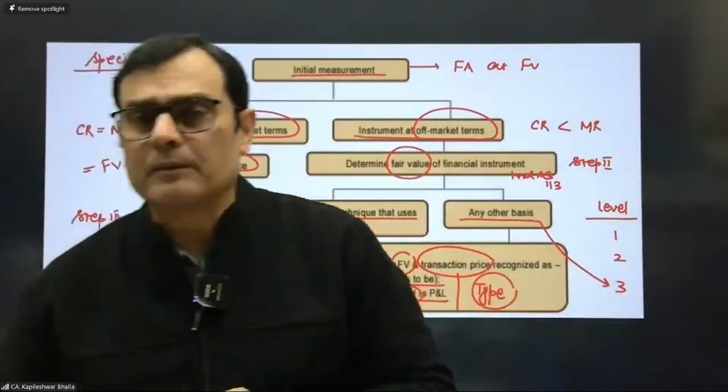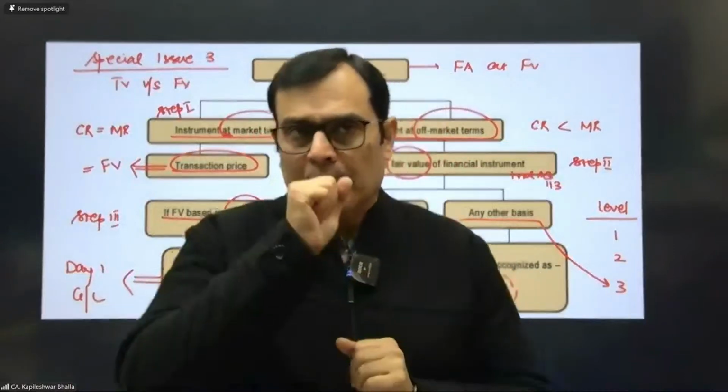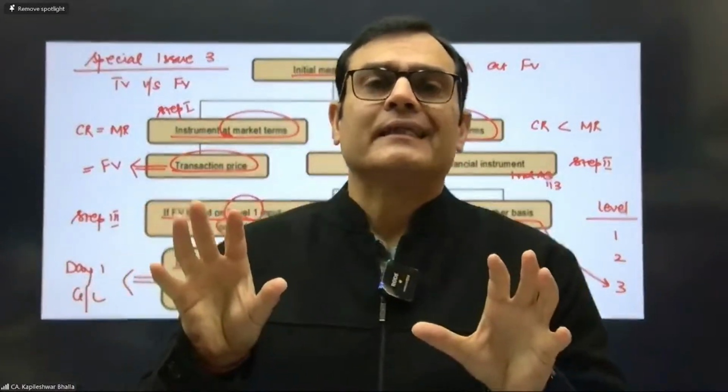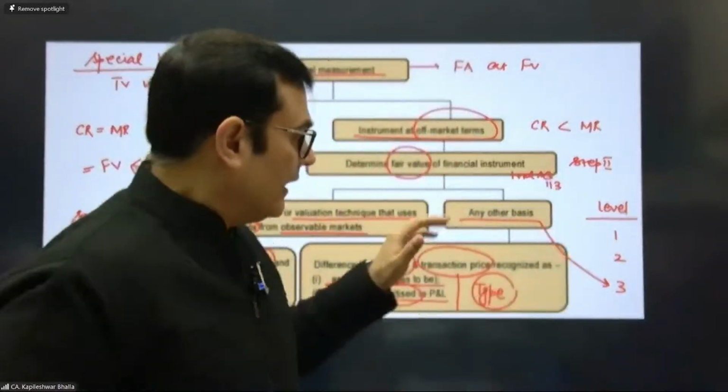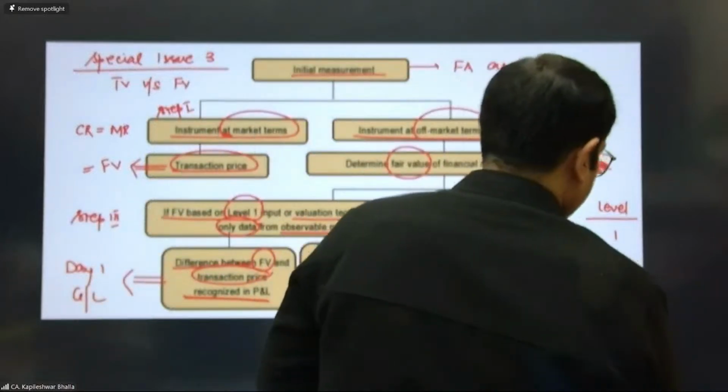Then I'll document the three-step model also to you. Let me first get the framework very clear. I'll just come out of this chart and let me make the inputs clear. So we're looking at a simple three-step model in terms of transaction value versus fair value.